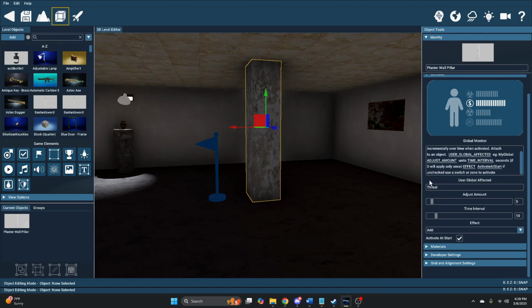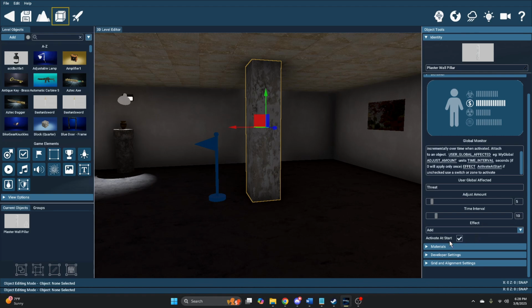That's the stars that we saw up there. There's also another one for max threat, but that's really just so that there was 100 on the right. So you can see that was the max. And then we have the adjustment amount, which is how much it's going to go either up or down. The time interval is how often it's going to go up or down by that amount. Then you have the effect, of course, add or deduct. There's really only two options.